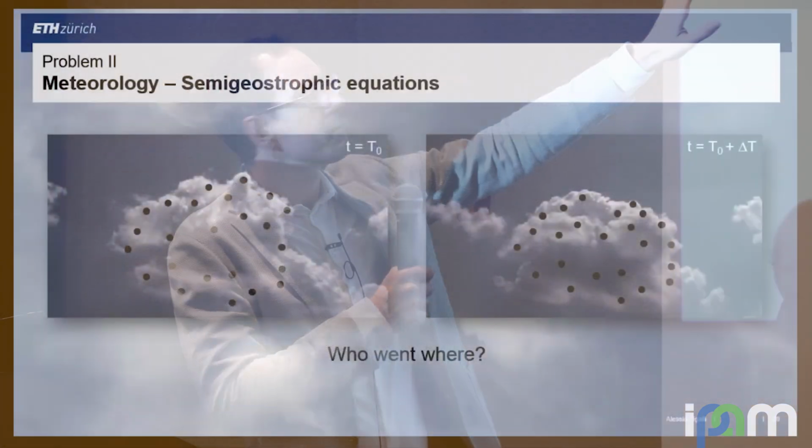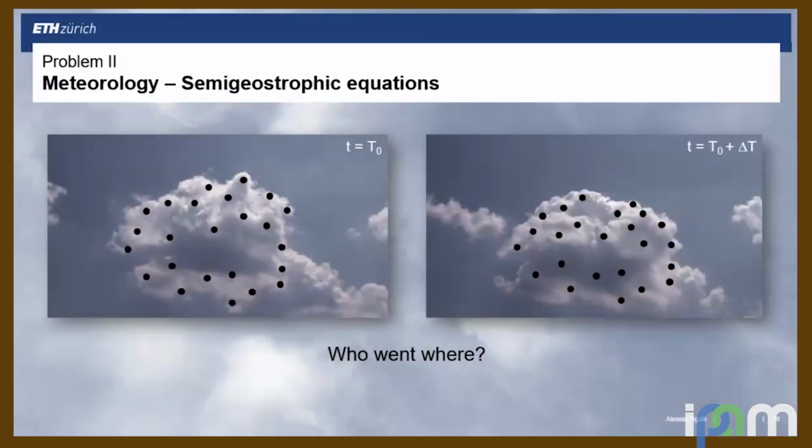Now, it turns out that at least in the semi-geostrophic model, there is another way to understand this evolution, and you can do it at the level of the individual particles. So let's do the following. I take my cloud, and I take a picture of it at time t0. Then one second later, I take a picture again. So now I have two pictures of the same cloud, just slightly apart in time.